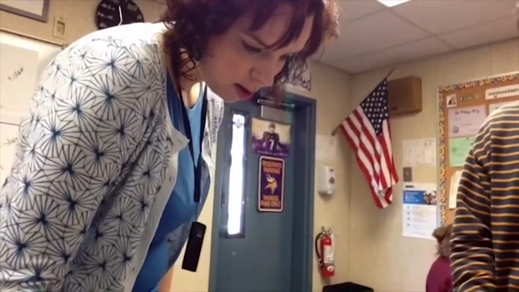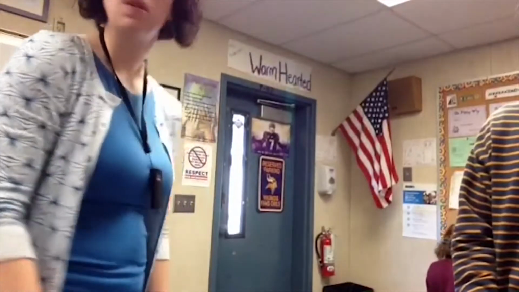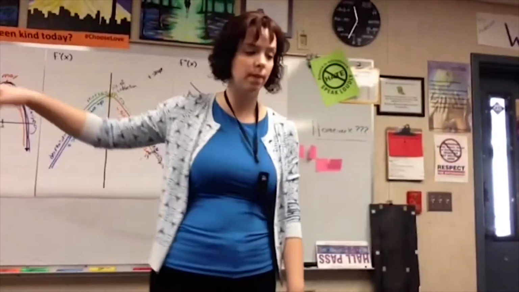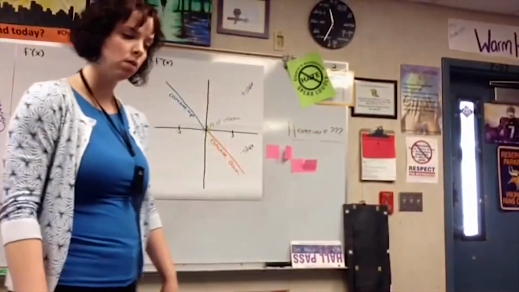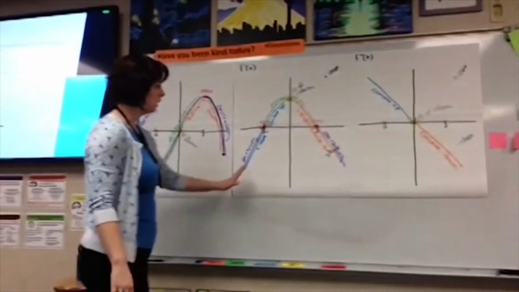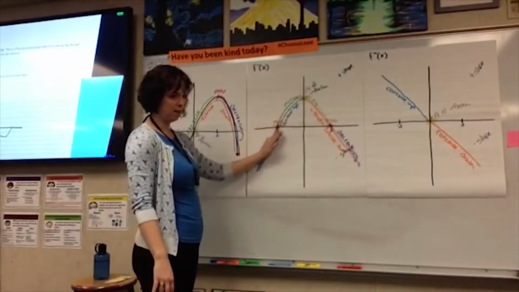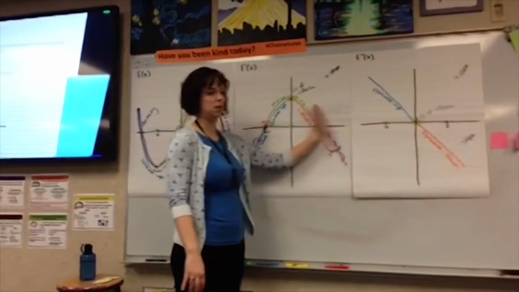Do you guys get it? Did you label the concave down? Okay, so this says the slopes that represent concave up and concave down. So here we have a slope representing concave up. Here we have a slope representing concave down.